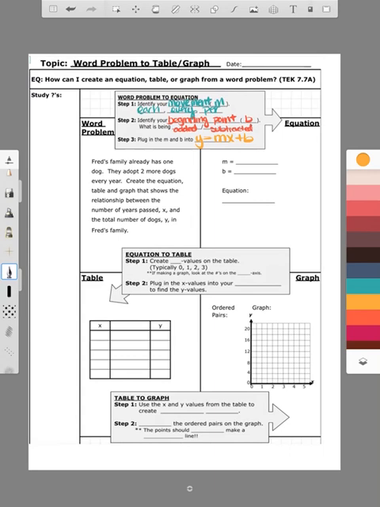It says Fred's family already has one dog. They adopt two more dogs every year.